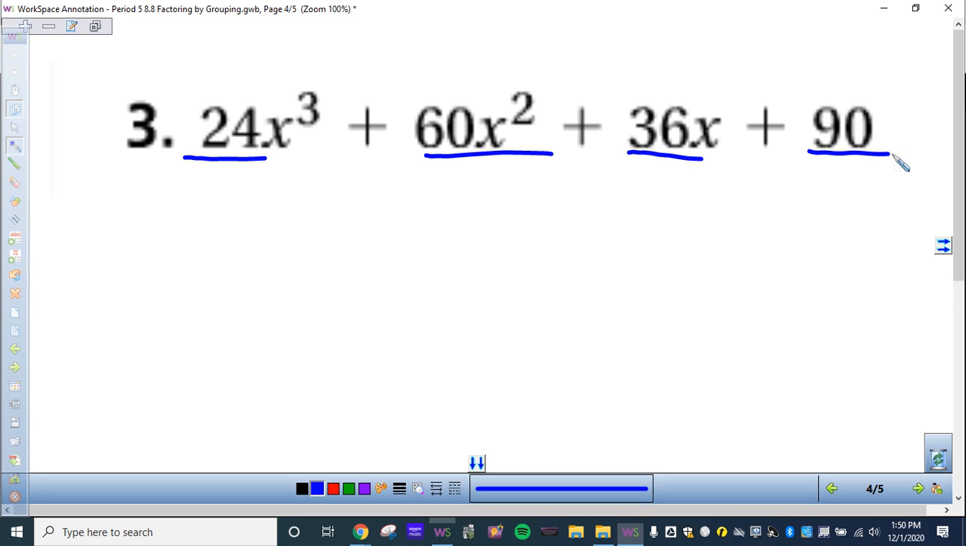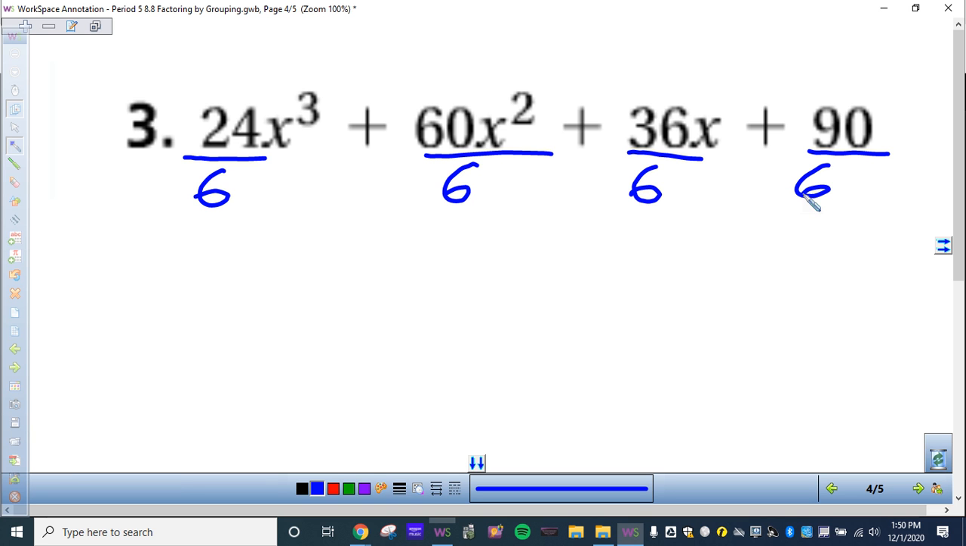What can you divide out of all four of those? I'll give you a hint, it's not 2 or 3. Yeah, Austin, good job. More? Volpe, random hand up, or do you have a question? 6, good job, yeah. So we can divide out a 6 out of all four terms.